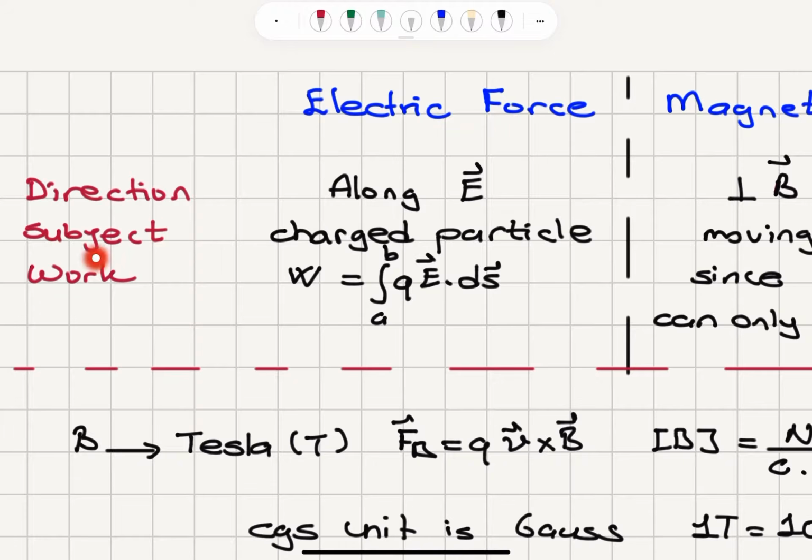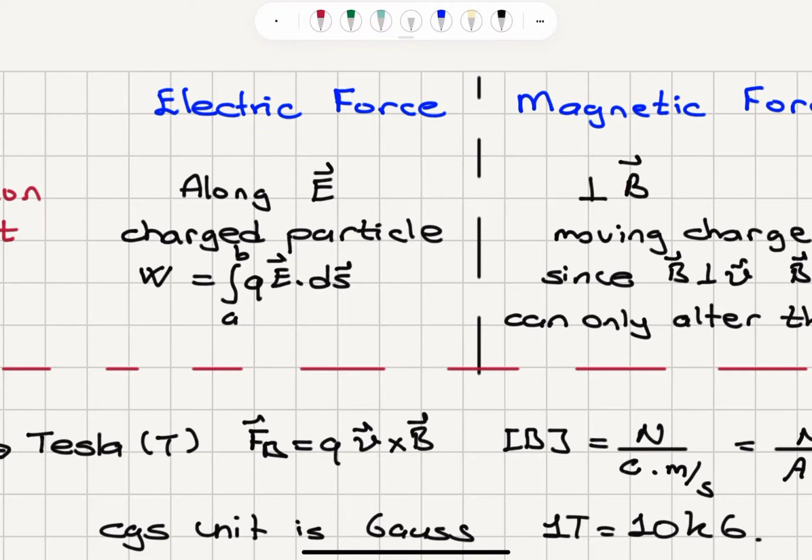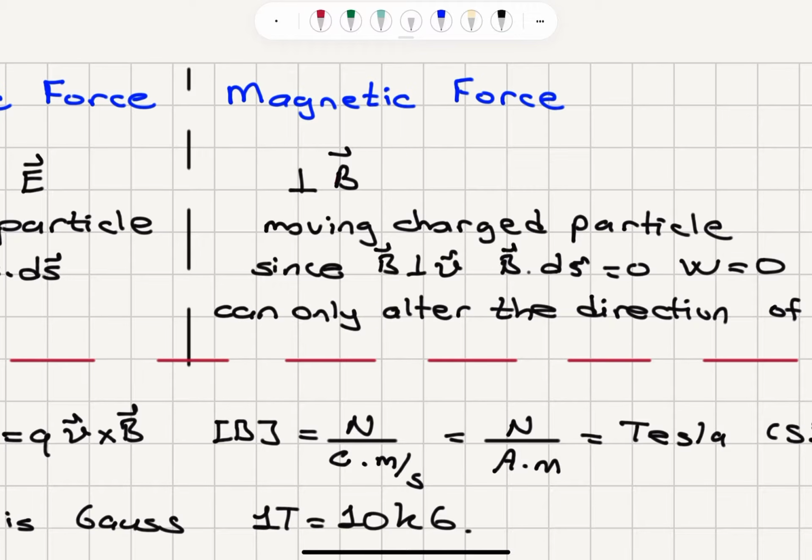Now, in terms of the subject of the force, in the electrical case, a charged particle feels the electrical force. It's Q times the electric field. In the case of magnetic force, it's a moving charged particle. The charged particle must have a velocity to feel the magnetic force. It cannot have a magnetic force acting on it if the velocity is zero. So stationary charged particles will not feel a magnetic force.